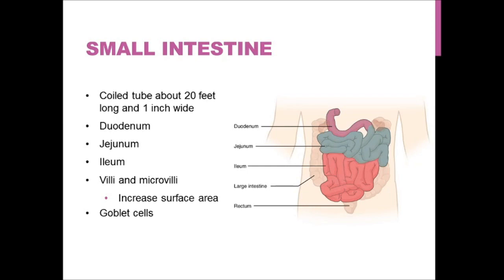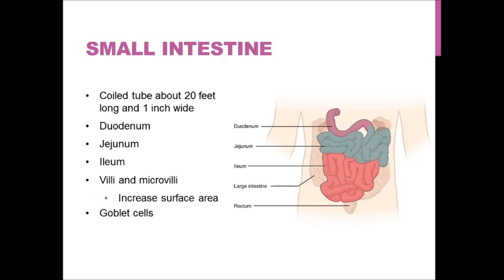A lot of the small intestine has villi and microvilli to increase the surface area. This is where a lot of the absorption takes place in the body. Most of the absorption of nutrients is through the small intestine. The tissues in the small intestine also have goblet cells, which secrete mucus, which also helps with digestion.